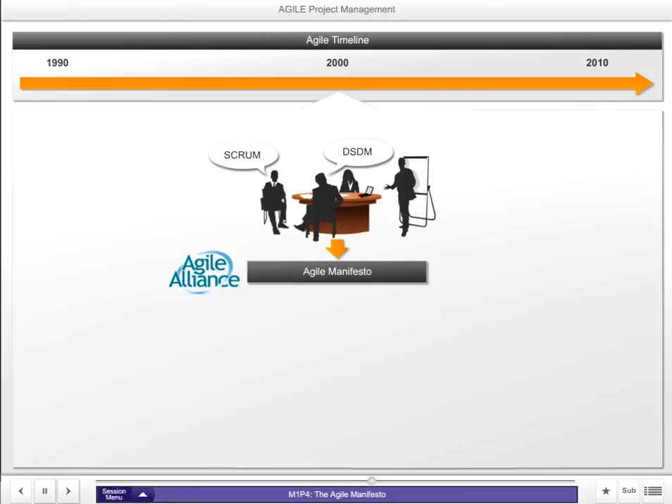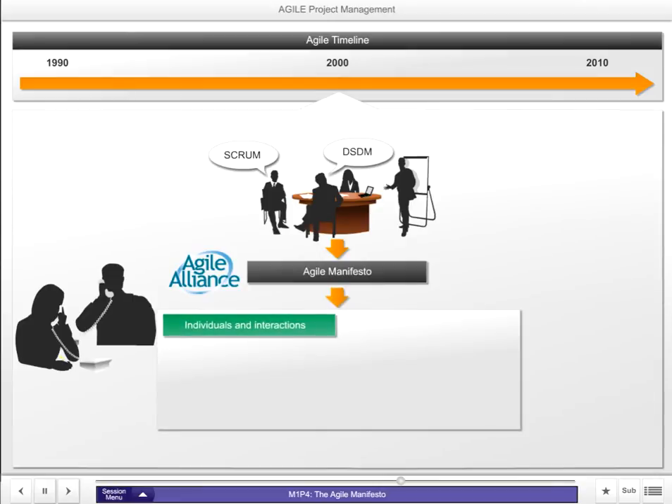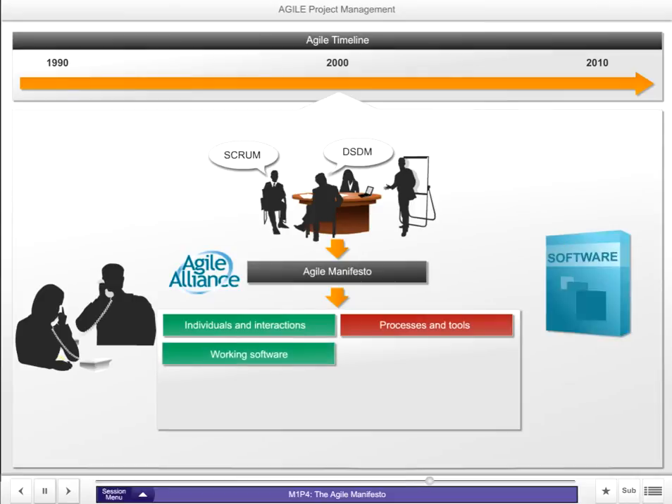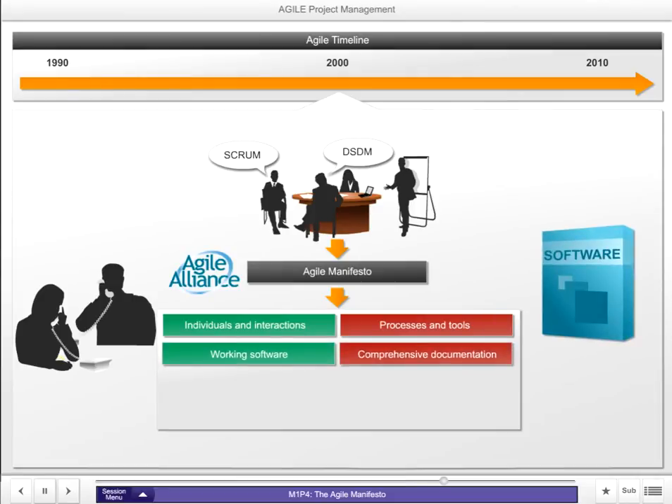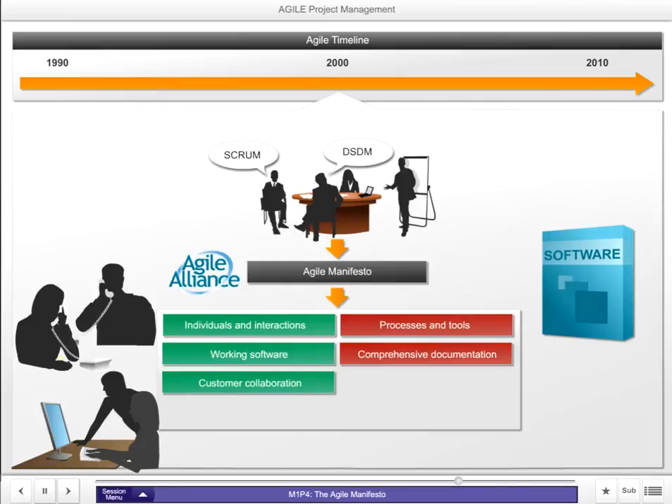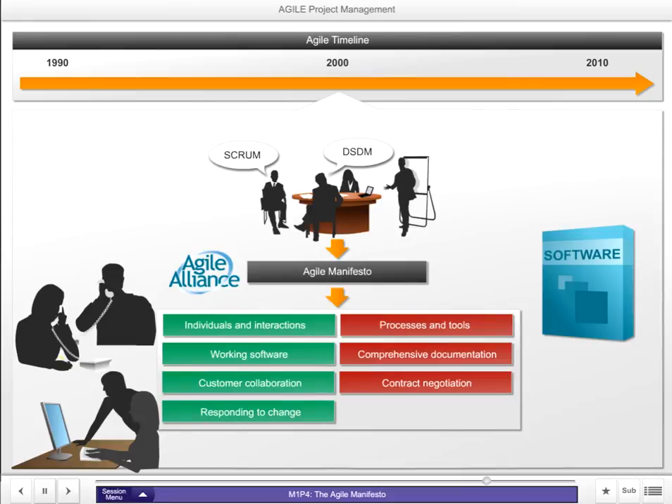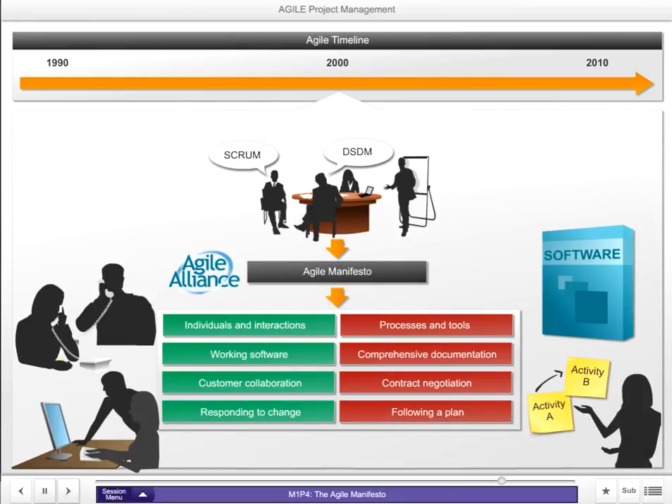The Agile Manifesto is really a statement of values, which in summary says that individuals and interactions are more important than processes and tools. Working software is preferable to comprehensive documentation. Customer collaboration is better than contract negotiation. And responding to change has more value than following a plan. That is not to say that the items on the right have no value, just that in Agile, the items on the left take precedence. The Agile Alliance have produced a set of 12 Agile principles, which are listed here.